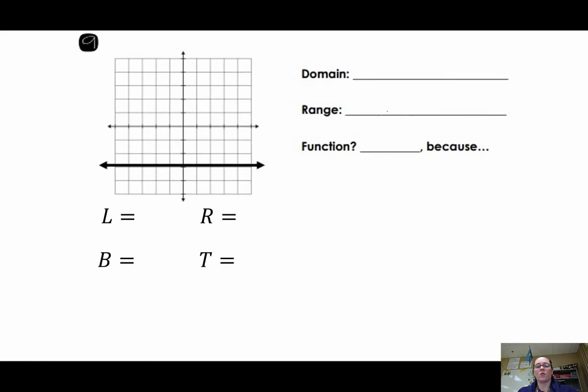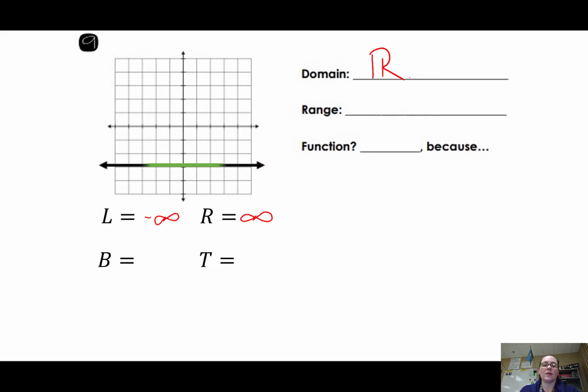All right, last one, I have a horizontal line. Now my domain, how far left am I going? Okay, I'm going to keep going left forever. How far right am I going? It's going to keep going on forever, right? That's what those arrows mean, that it keeps going on past our graph. So the domain is all real numbers.